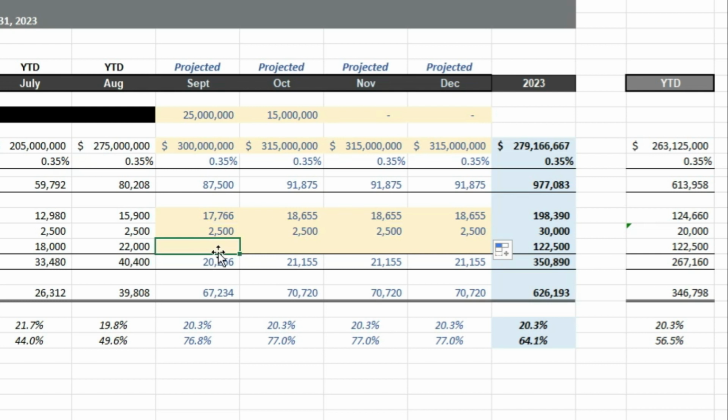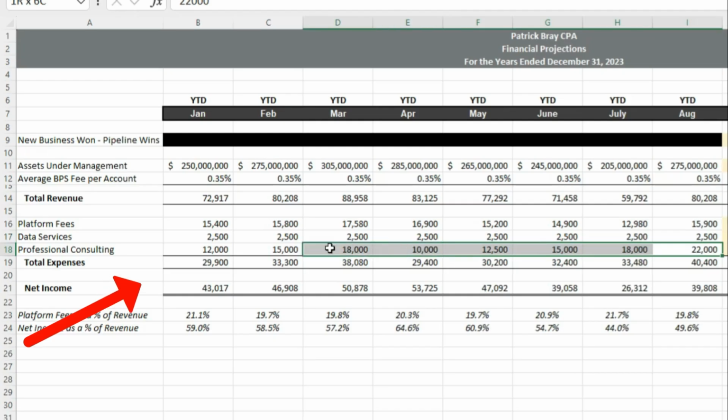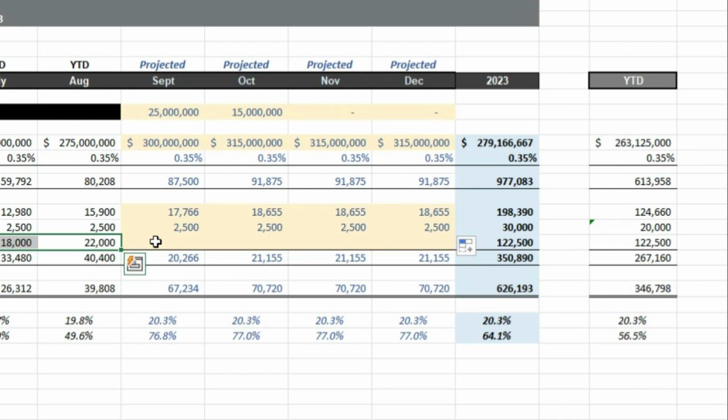Our final expense is going to be professional consulting, which I have a range anywhere between $10,000 and $22,000 per month. Now, in this instance, unless I really know I'm going to have a huge month coming up of professional consulting expense, I am just going to take a weighted average for the year, which ends up being $16,000. And I'm going to run that out for September through December.